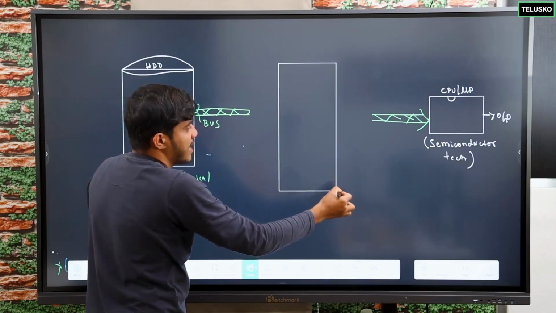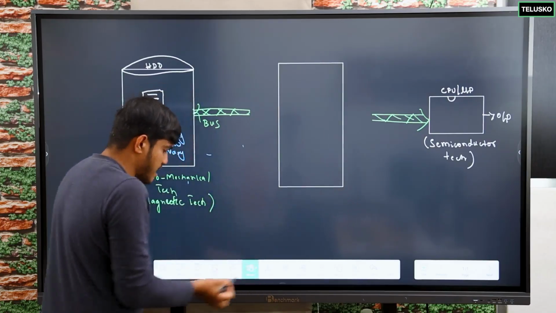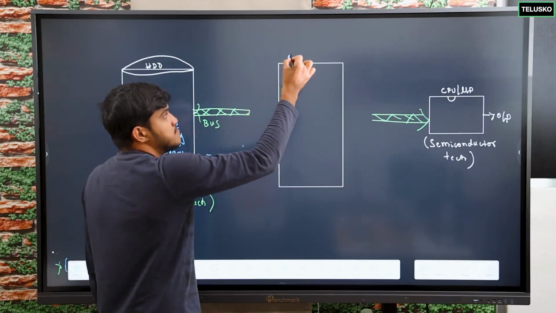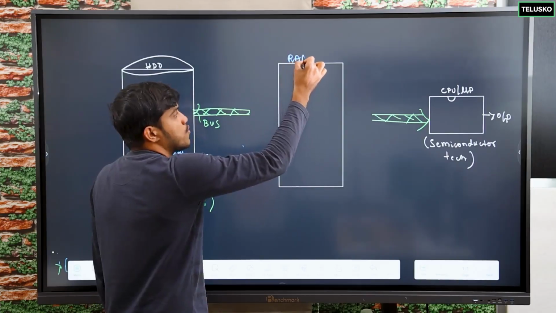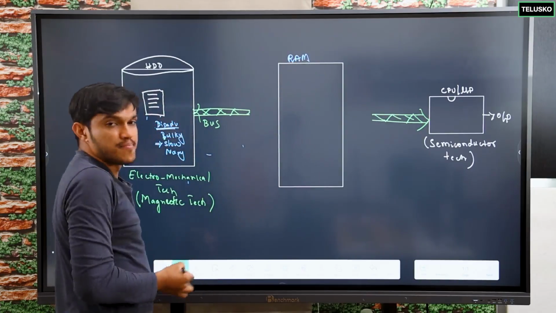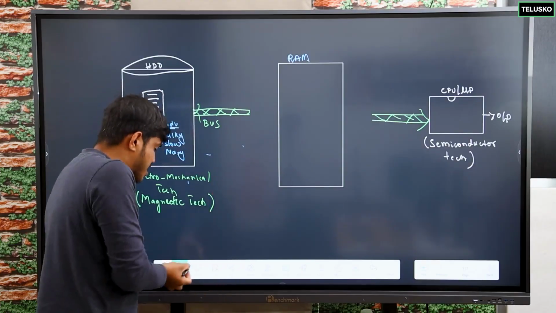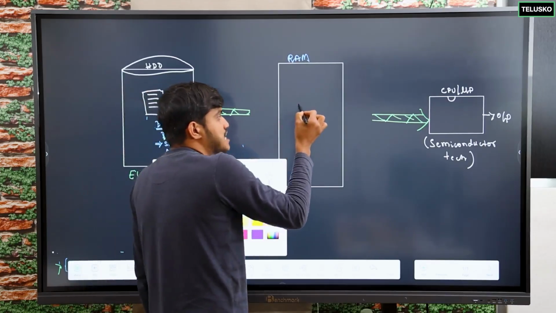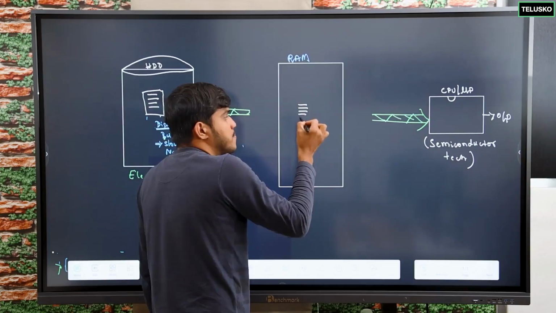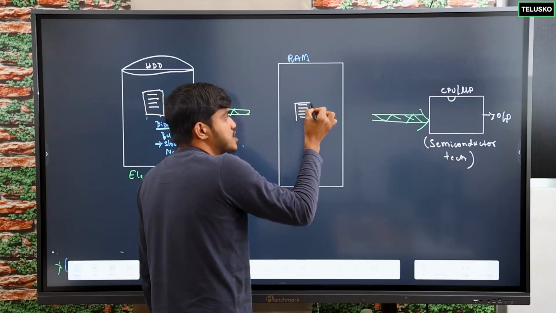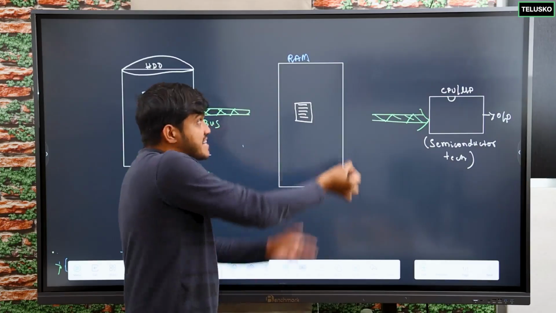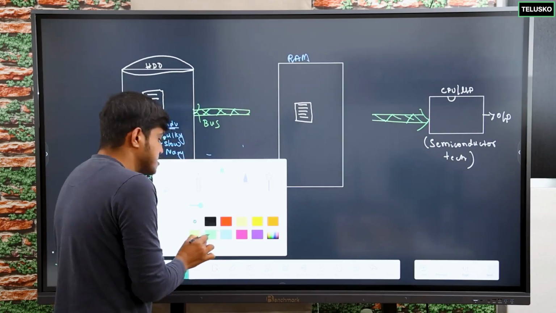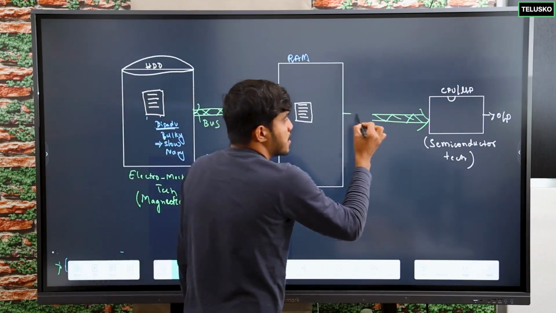And this device I would be representing in this style, and I would call this device random access memory, or you can call it RAM. Now, all the instructions which they were supposed to write on the hard disk, they started to write on the RAM. All the data they started to keep on the RAM. And they connected this RAM to the processor through a set of wires, or you can call it a bus.